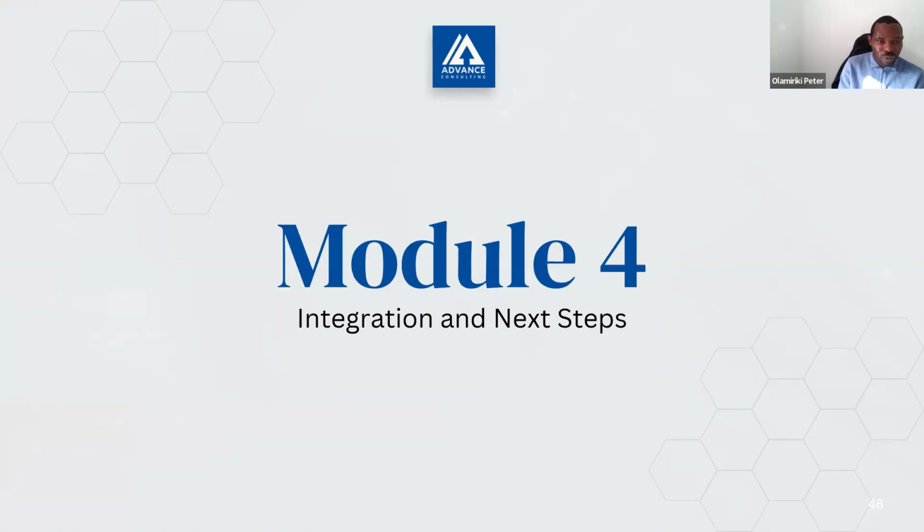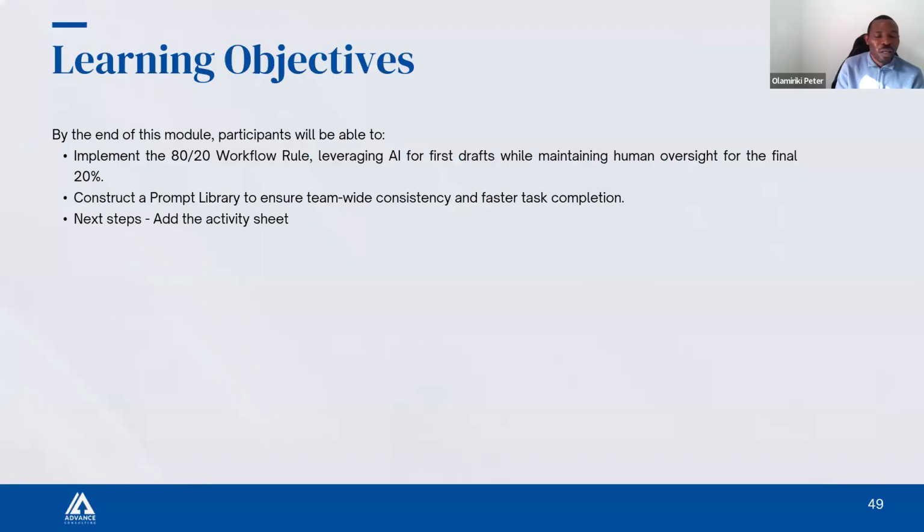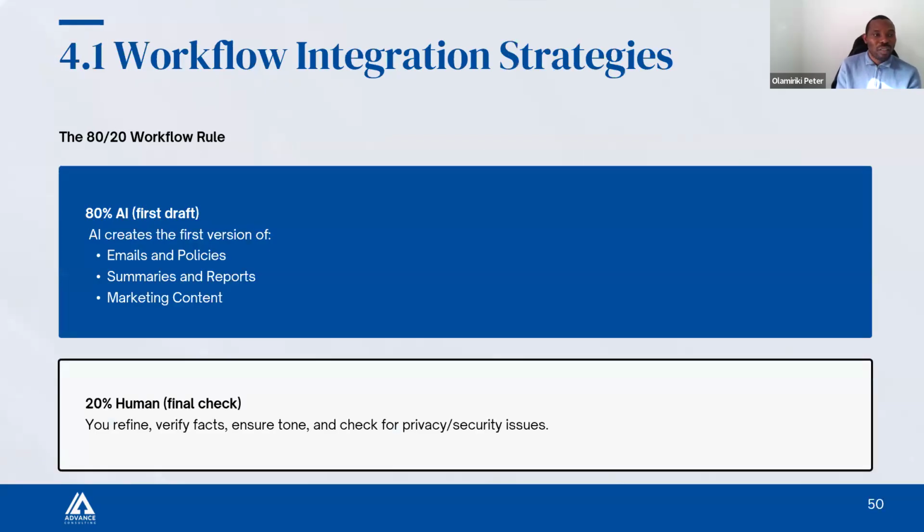So this is the last module, and it's going to be very short. What I intend to deliver in this module is I will be talking about the 80-20 workflow rule, which is about leveraging AI to draft the initial tedious work and use a human for the remaining 20% of quality check. Then we also talk about tips on prompt library to ensure consistency and faster task completion. And then we talk about the next steps, which is talk about the activity sheet.